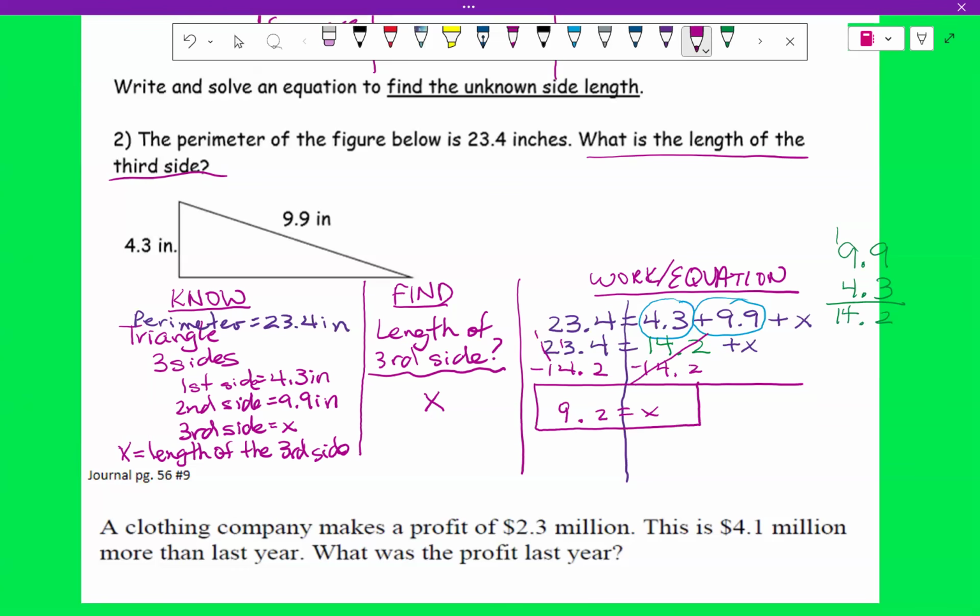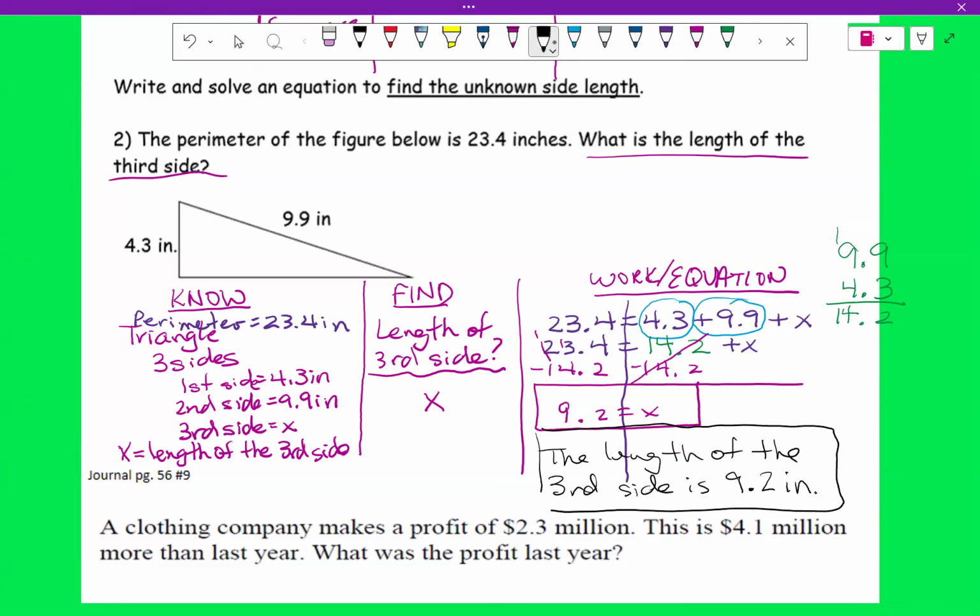And we're going to write our final answer in a sentence. The length of third side is 9 and 2/10 inches. It's a good habit to write your answer in a sentence, right? And if we double check, we solved for x over here. And was the question asking us to find x? It was.